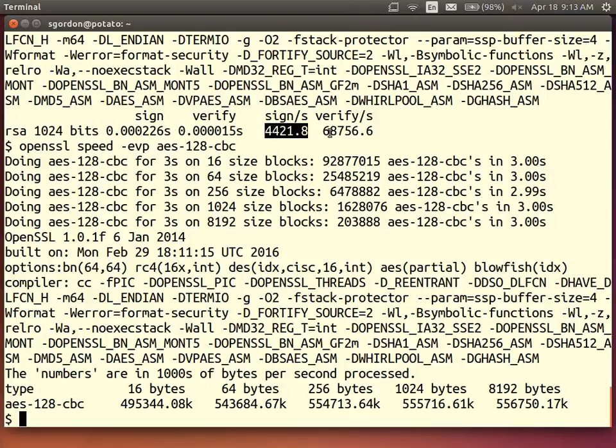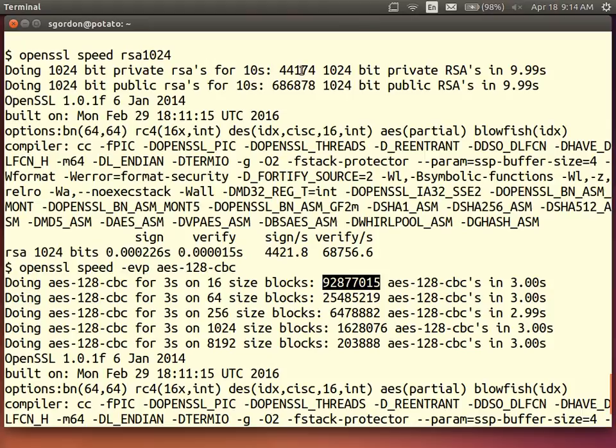private key about 4,000 per second, public key about 68,000 per second. With AES, it depends upon the size, in the order of 500,000, or 500 megabytes per second. It differs in how we use these and the length of the data we're encrypting. Or if you look here, we're doing about 9 million encrypts per 3 seconds, or about 3 million per second with AES. With RSA, we're doing about 4,000 per second, or 60,000 per second. So 3 million compared to thousands. AES is thousands of times faster than RSA. It's hard to directly compare, but symmetric key encryption is much, much faster than public key crypto.